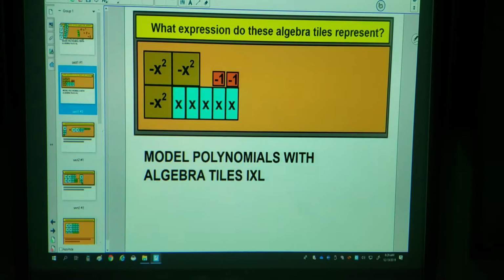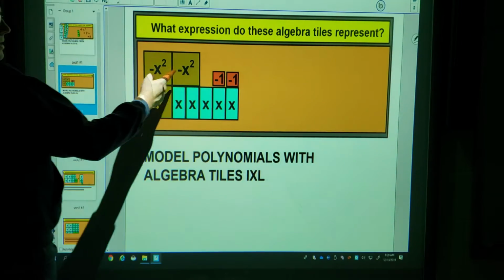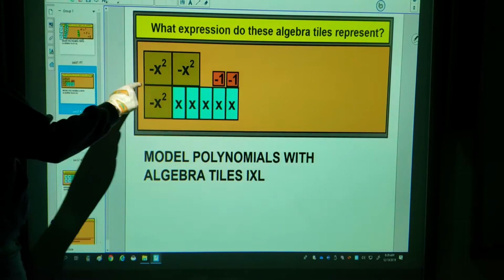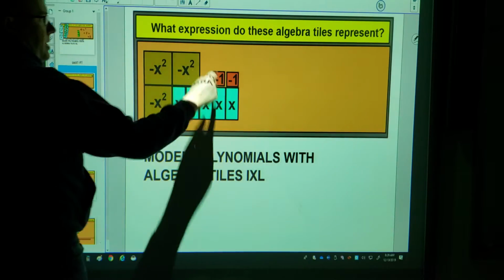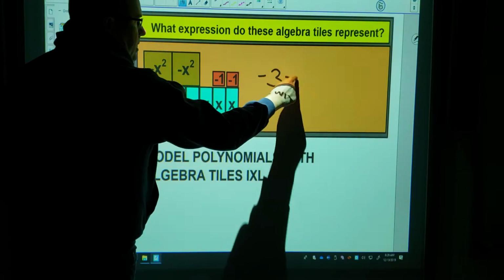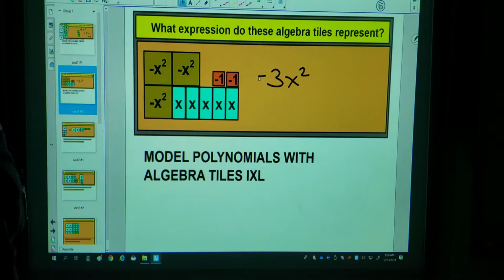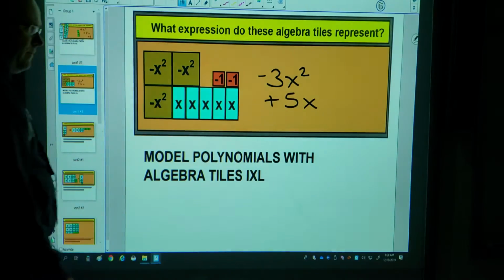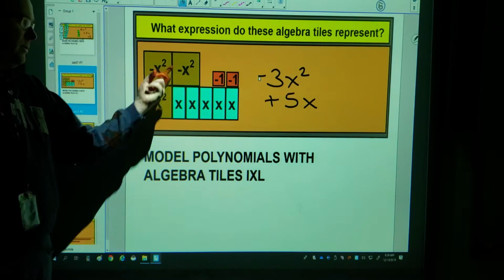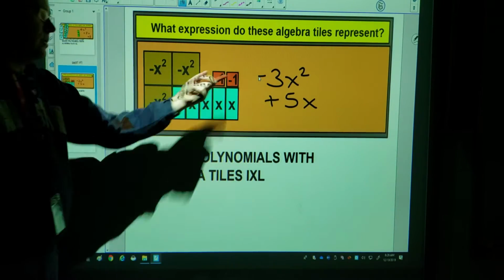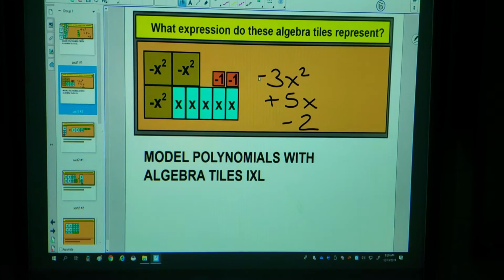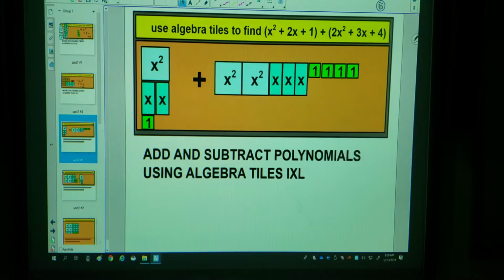Now you can also have tiles that are negative as well. Sometimes they're shown by shading, or sometimes they're written on the tile like this. So I noticed I have 3 of this tile, and they say negative x squared, so that would denote negative 3x squared. I have 5 of the tiles that denote x, so I'm going to put positive 5x. Of course, if it's negative, you'll see the negative sign here. And I've got 2 of those ones. They both say negative 1, so negative 2. And that's currently the objective Z2 on IXL.